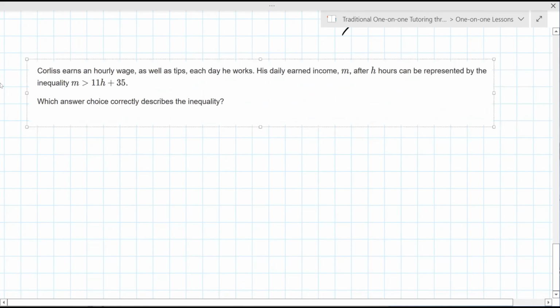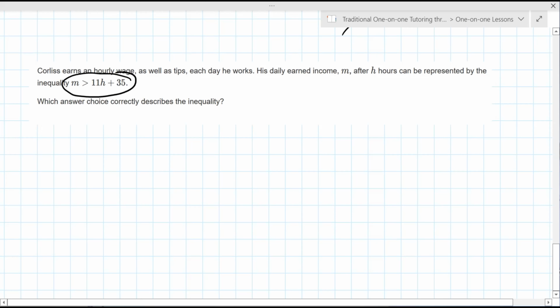All right, so Corliss earns an hourly wage as well as tips. Are you working yet? No. Okay. A lot of service jobs, you get tip money, and everyone loves that. But he also gets a guaranteed amount each time he works. That's what they're trying to show you here: H is your hours worked. He gets $11 an hour, but he also gets $35 each day.